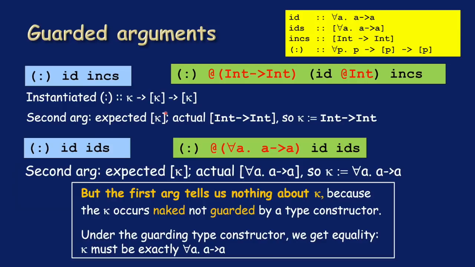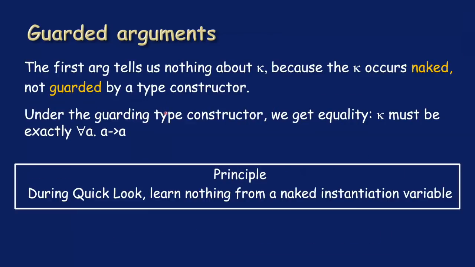Eta contraction. I'm going to postpone eta contraction. If IDs is list of alpha, then alpha, remember, is a unification variable that can stand only for monotypes. So you cannot ever unify that alpha with for all A to A. Unification variables, just as before, are going to unify only with monotypes. Only these instantiation variables, whose lifetime is very short, are going to unify with polytypes.